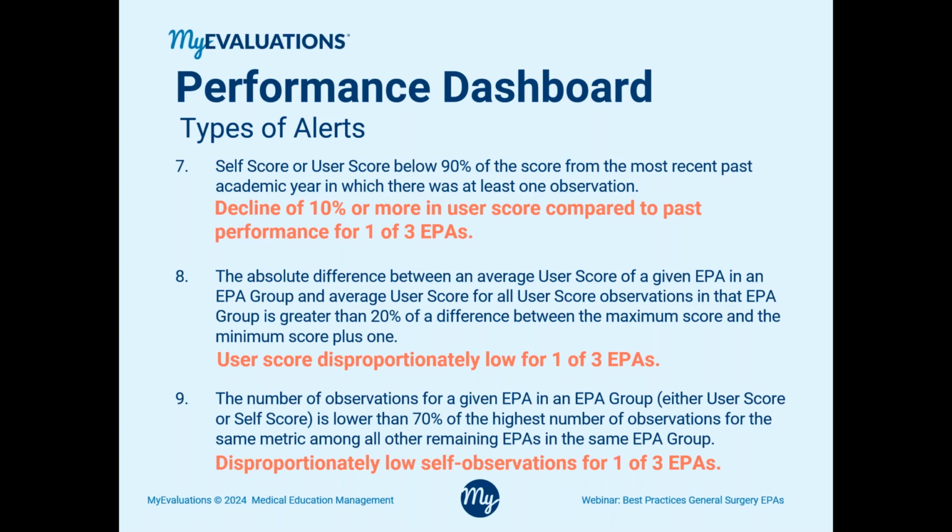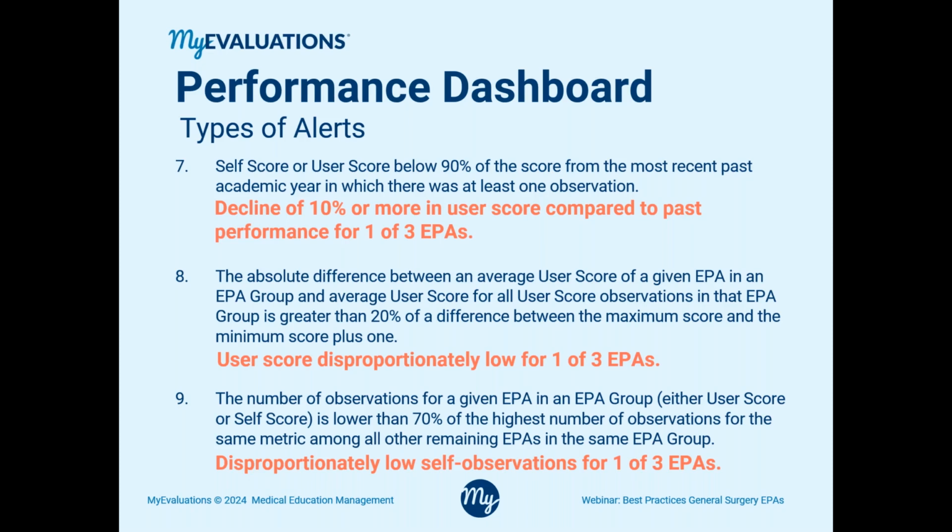So the user has generally been getting good scores, but now all of a sudden their scores are disproportionately low. Item number 9, which is the last item for alerts, is when the number of observations for a given EPA in an EPA group is lower than 70% of the highest number of observations for the same metric along all remaining EPAs. So this is a situation where we're finding disproportionately low self-observations for some of the EPAs.